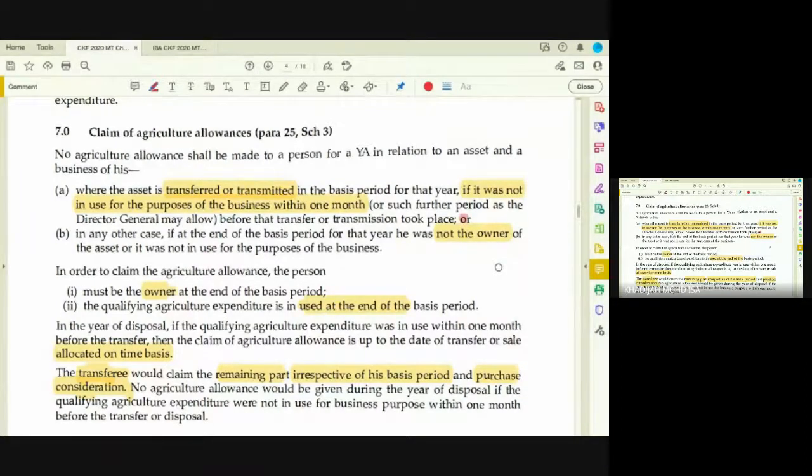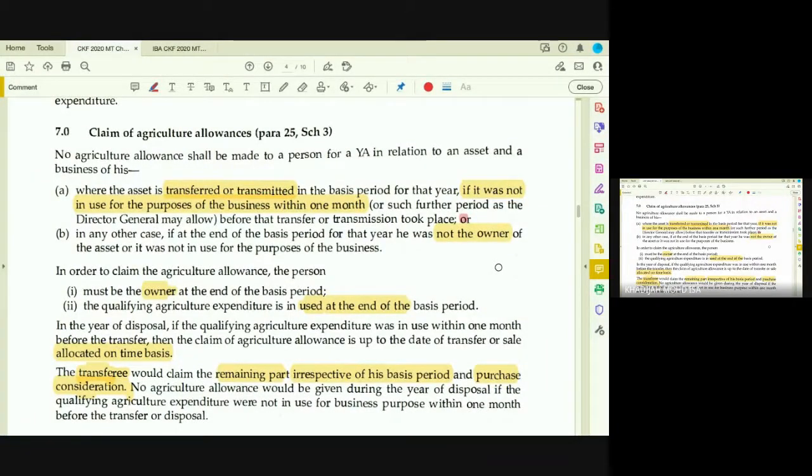Alright, so in order for you to claim allowance, you must use the asset or you are the owner. Right? Of course, the sentence is that no agricultural allowance shall be made to a person if you are transferred or it was not used for the purpose of business 1 month before, or you are not the owner. So in this case, when you transfer at the end of the basis period, of course you are not the owner for the case of Tumbuh Cepat.